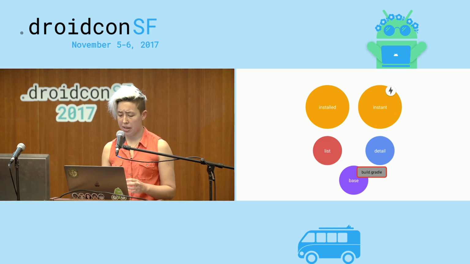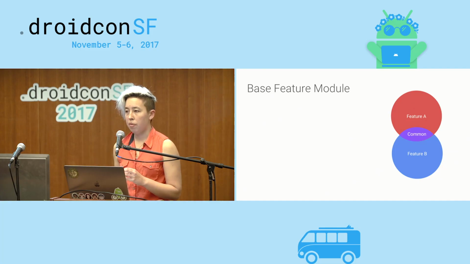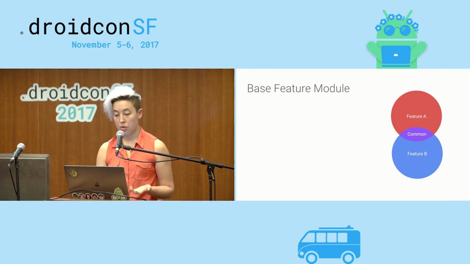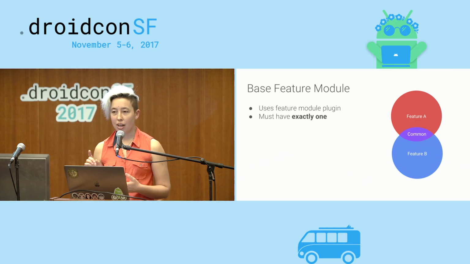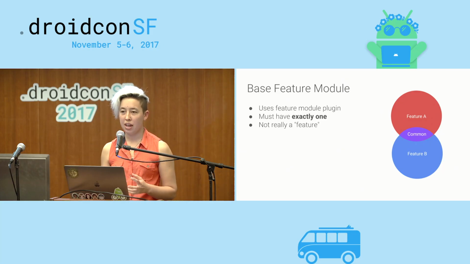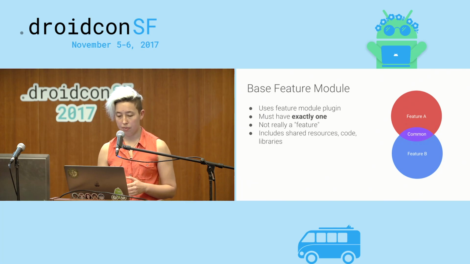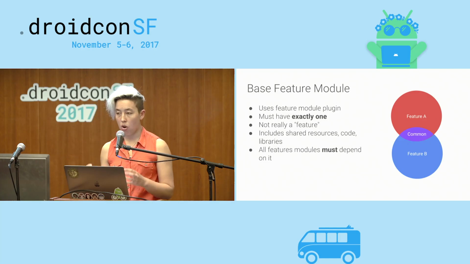So now I have this base module, which is a little bit different. The idea of the base module comes from the fact that your features probably have overlapping code and resources, as I've mentioned before. But it's not using any kind of different plugin. It is using the same feature plugin. For the base module, there can only be one, no more, no less. And I think the name base feature is a little bit of a misnomer because, again, it's kind of like shared utilities and resources. It's not really a feature in and of itself.